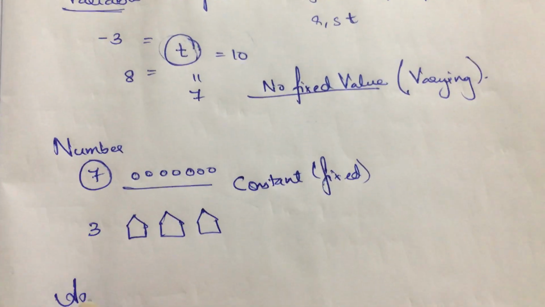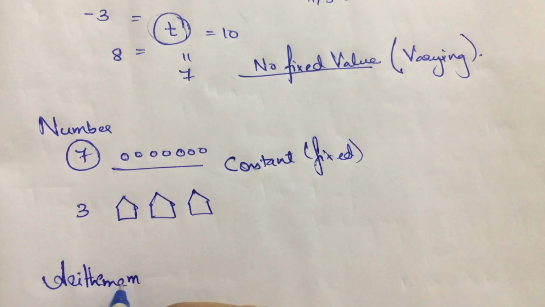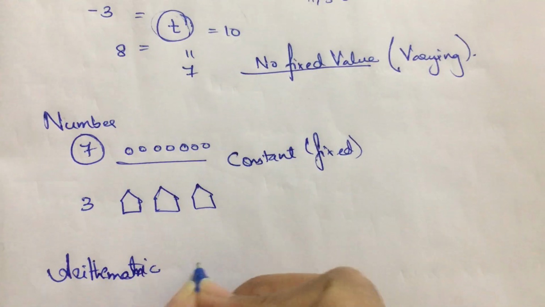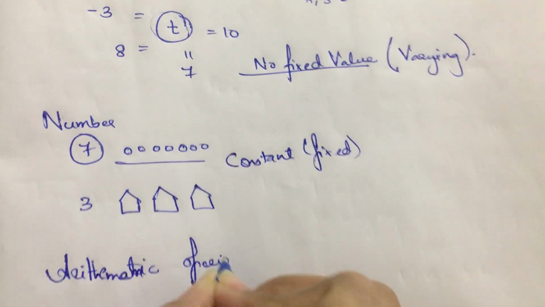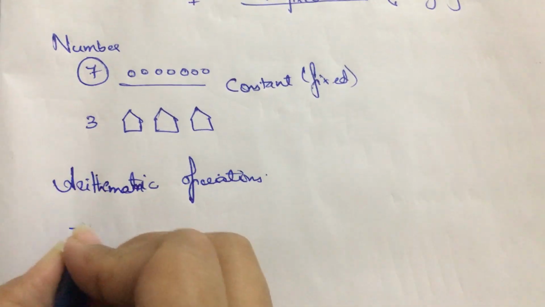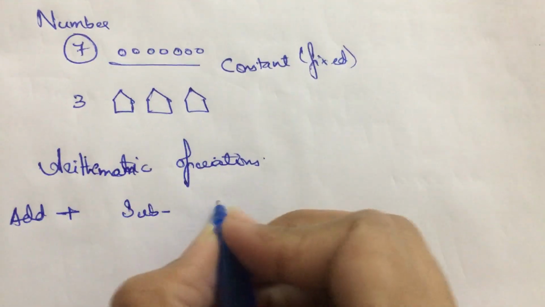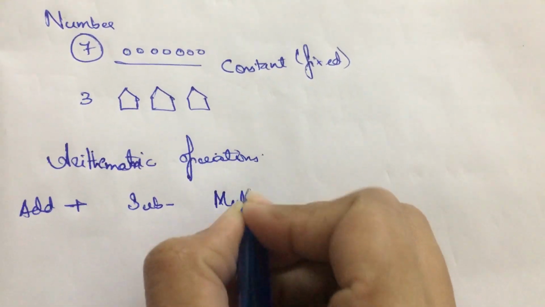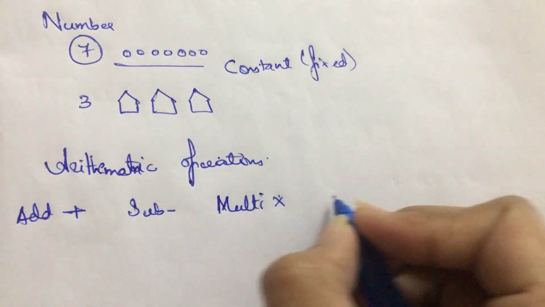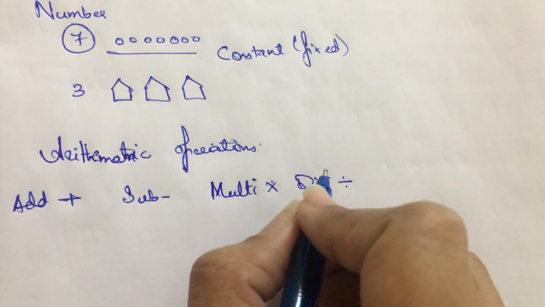Okay, now going to the arithmetic operations. What are the arithmetic operations that we have into consideration? Those arithmetic operations are addition, subtraction, that is minus, multiplication, and division as well. So these are the arithmetic operations that we are going to perform.